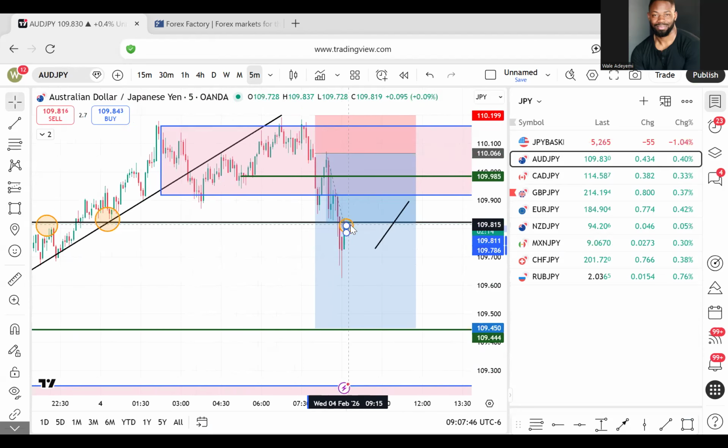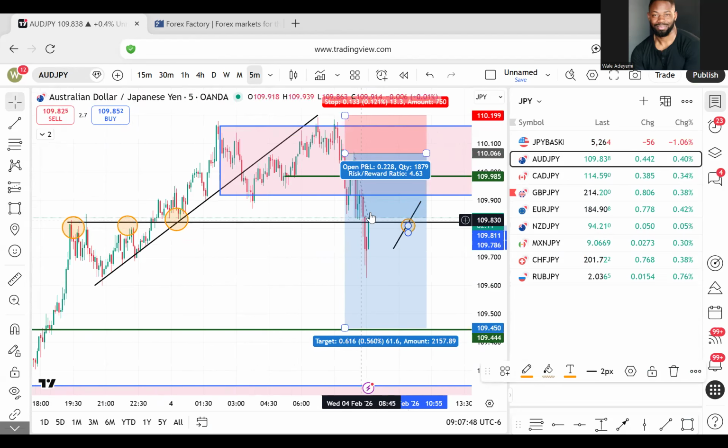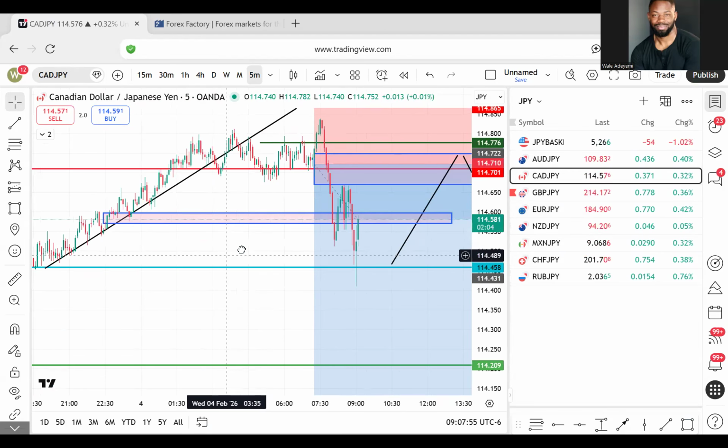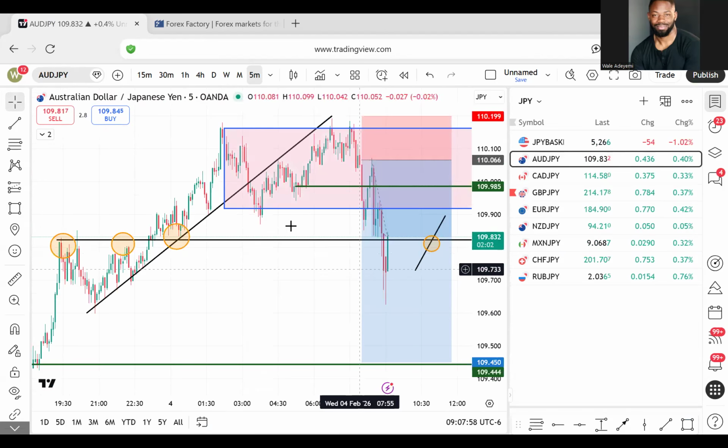Okay, AUD is still staying below. We've got to break above. We're looking for the signs, but we're not being anxious. You know what I'm saying? Looking for the signs, but I'm not being anxious.